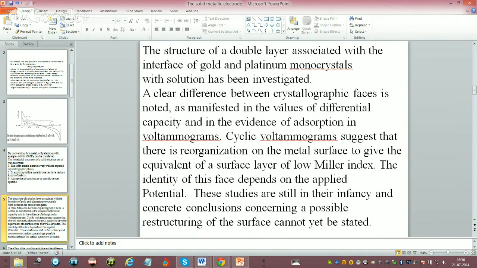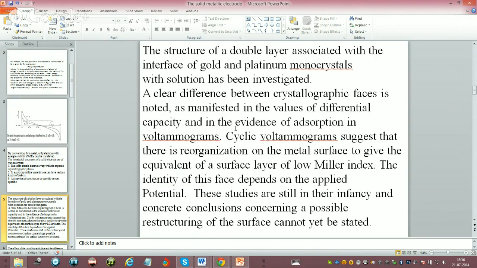As a clear difference between crystallographic phases is noted, we have already talked about it. We said that the electrochemical behavior of the metals with different crystallographic planes will be different, as manifested in the values of differential capacity and the evidence of adsorption in voltammograms. Specific adsorption can be there. This is a well-known thing in adsorption phenomena. We will come to it later on. That is why iron 111 is more active for ammonia synthesis than iron 100 or iron 110.